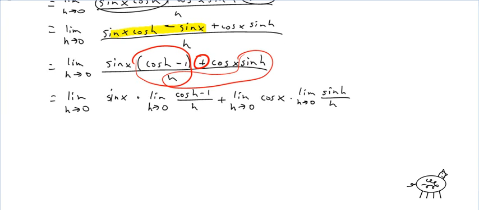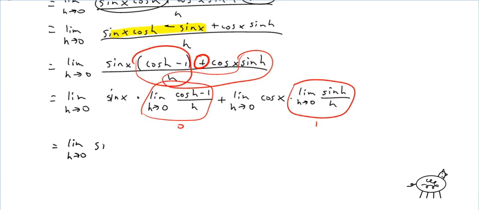And now you guys should recognize a couple different things here. First of all, this is something from way back when. And you should recognize that when the limit as h approaches 0, this goes to 0. And you should recognize this, the limit as h approaches 0 of sine of h over h, that goes to 1. So let's keep going here. We have the limit as h approaches 0 of sine of x times 0 plus the limit as h approaches 0 of cosine of x times 1.